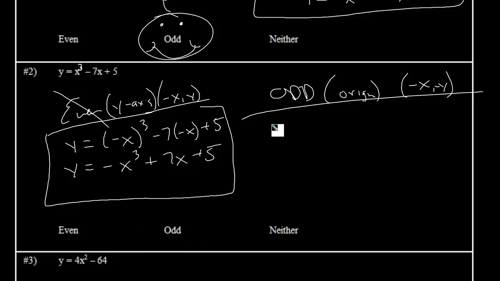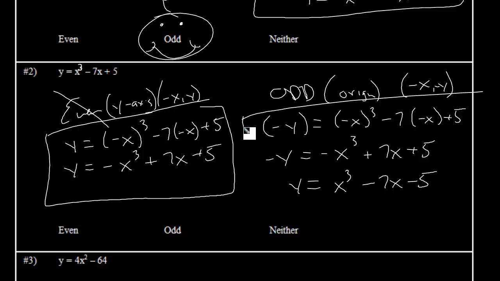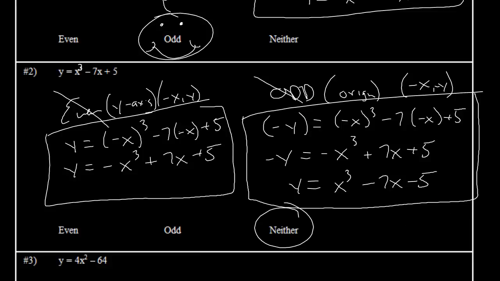Odd, change the signs of both. So I have a negative y equals negative x cubed minus 7 times negative x plus 5. So it's a negative y equals negative x quantity cubed is the same thing as x cubed negative. Subtracting 7 times a negative x is a positive 7x. Getting y by itself, I get y is positive x cubed, multiplying each term by negative 1, minus 7x minus 5. Not the same as the original. It's close, but this 5 here at the end is the wrong sign. So it's neither.